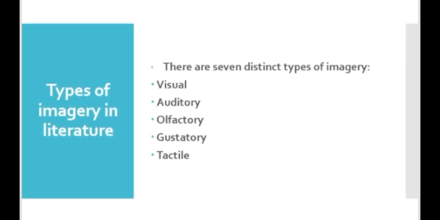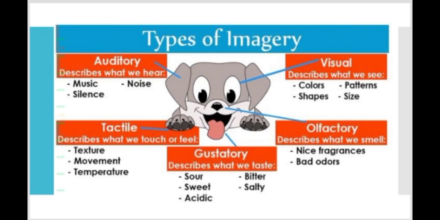There are 5 types of imagery. Number 1 is visual, then auditory, olfactory, gustatory, tactile. The first one is auditory. Describe what we hear: music, silence, noise. The second one is visual, which describes what we see: colors, patterns, shapes, size.